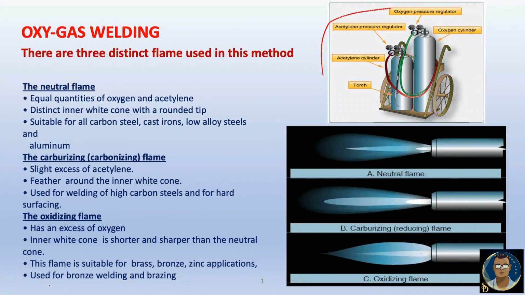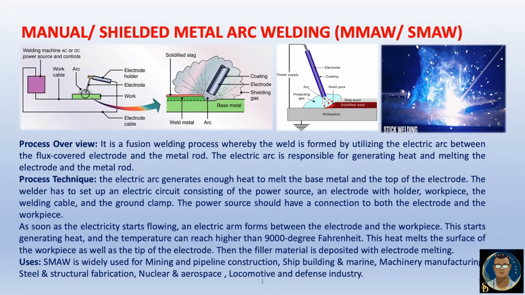A setup of a typical oxyacetylene gas welding is provided at the top right corner. This is very simple, which is why it is extensively used for repairing cars and in the automobile industry. Now we will go to the extensively used welding process, which is manual or shielded metal arc welding, MMAW or SMAW.